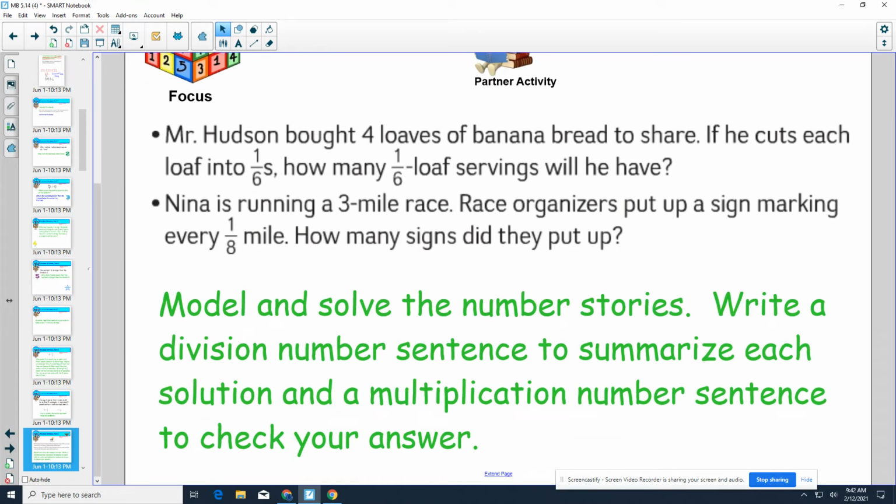Okay, so hopefully you've had a chance to write some story problems or story context. Let's go ahead and look at a couple of these examples so you can see the general idea of what you should be looking for. Mr. Hudson bought 4 loaves of banana bread to share. If he cuts each loaf into 1/6, how many 1/6 loaf servings will he have? The second one there, Nina is running a 3-mile race. Race organizers put up a sign marking every 1/8th mile. How many signs did they put up?